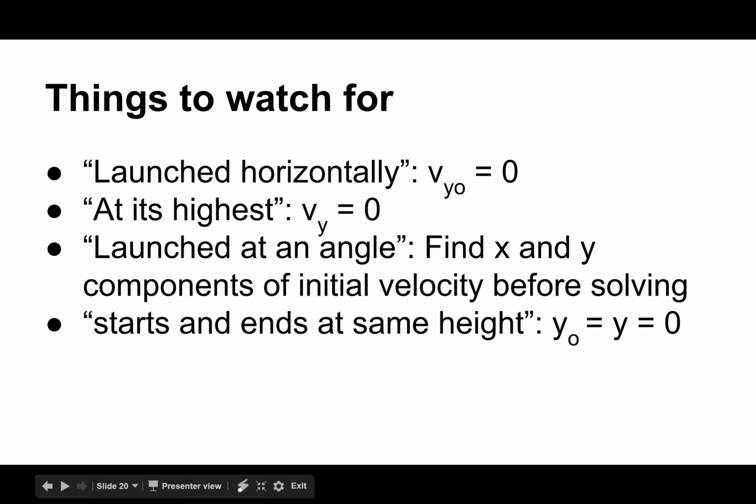If something starts and ends at the same height, like a lot of these problems, that position would be the ground. Then we'd have y naught and y equal to the same value. Might as well make them both equal to 0 since we get to choose there. So like a ball kicked from the ground and lands on the ground, that's a pretty common example of a problem like this.